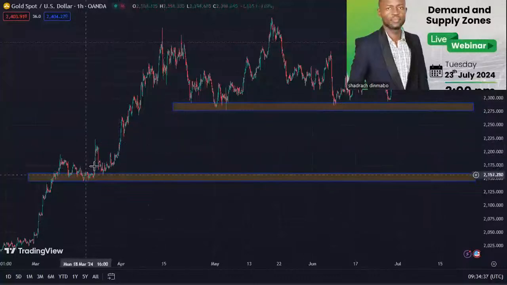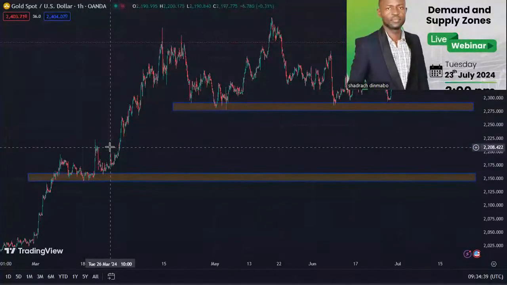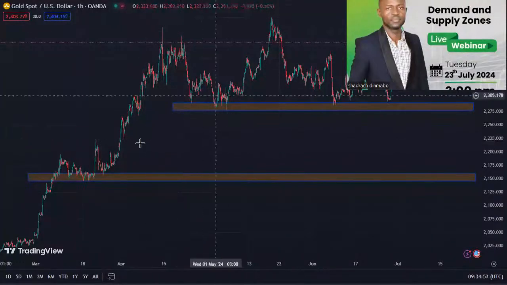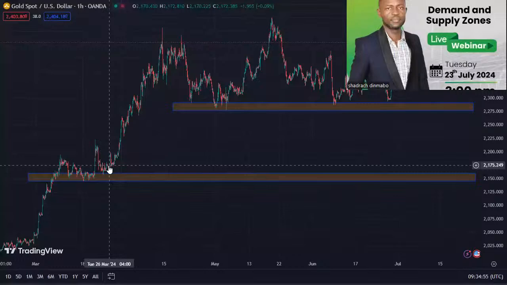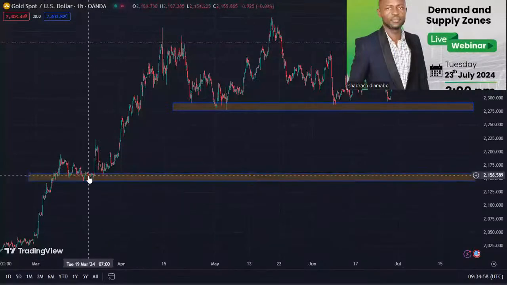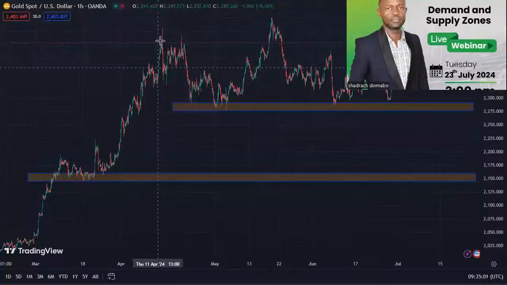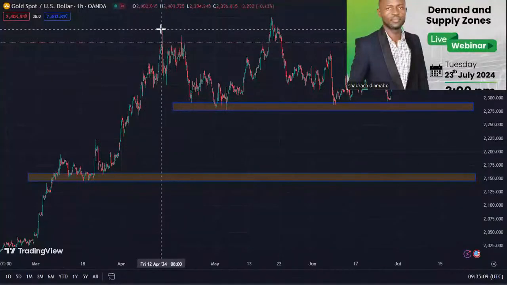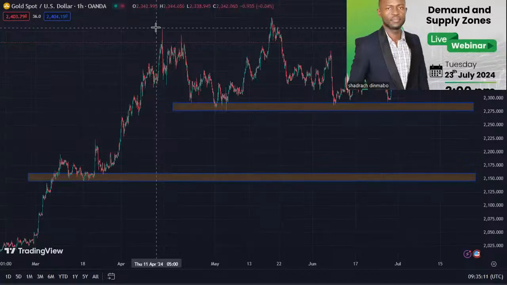Okay. And now let's look at the case of supply. Supply is where the sellers come in. A demand zone simply means where the buyers come into the market. Is that okay? So now, if you watch very well, from this particular demand zone, we pushed on and gave this high. So this high actually becomes a supply zone. I'll explain. A supply zone.